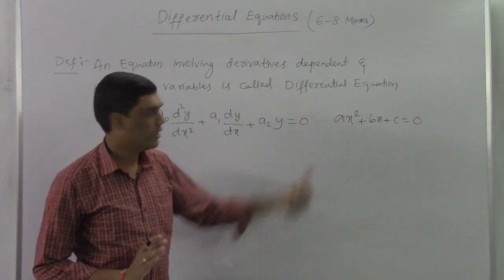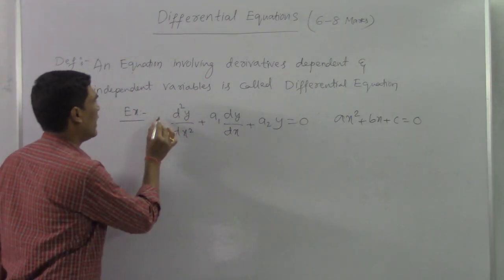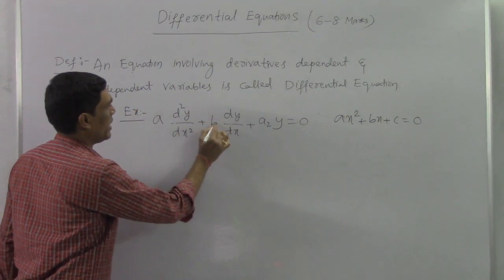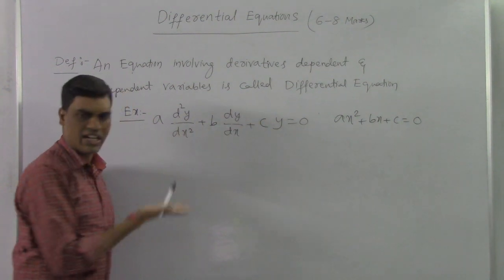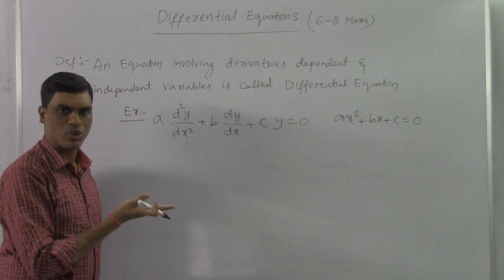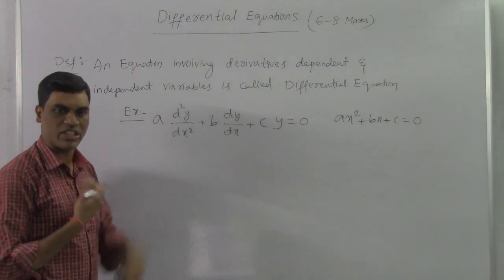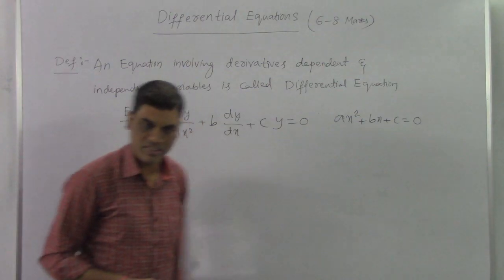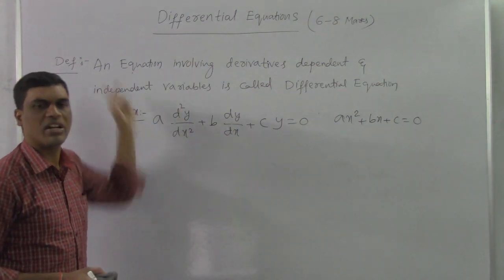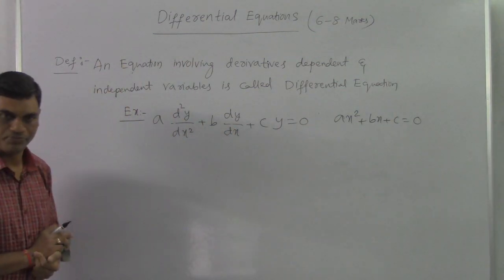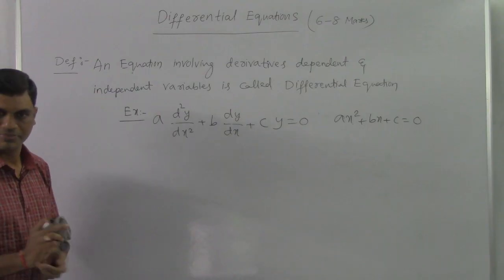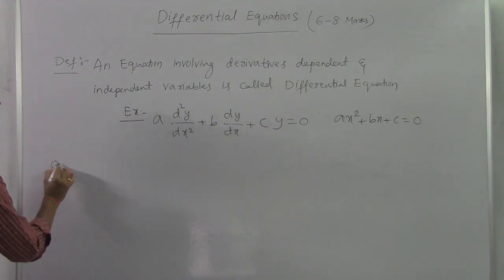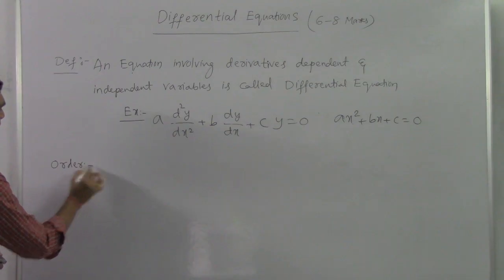Here also if you have any doubt, you can write A, you can write B, you can write C, no problem. These are constants only. So you can write A, B, C or A0, A1, A2, that's your wish. So if you observe here, instead of variable x, if I take a derivative, that is called a differential equation. That is the difference. Is this clear? Sir. Next, order.